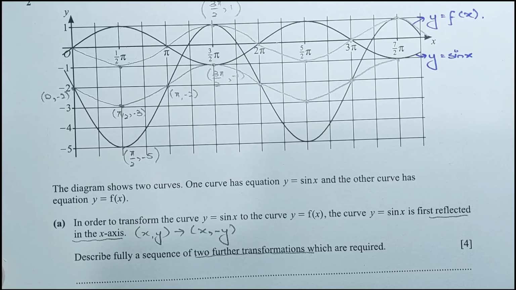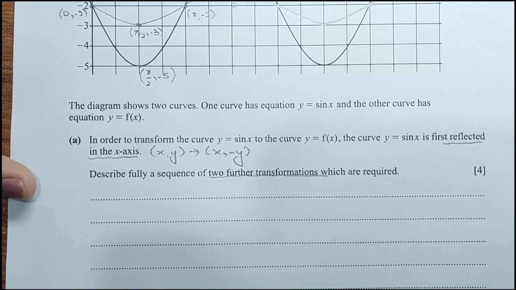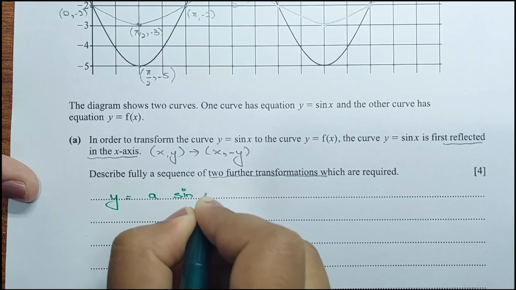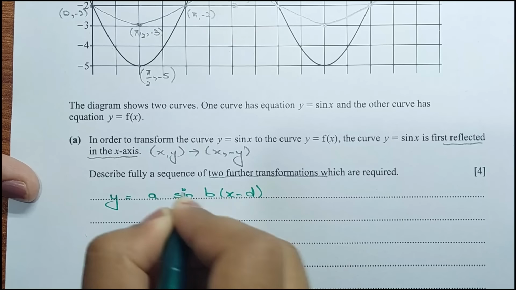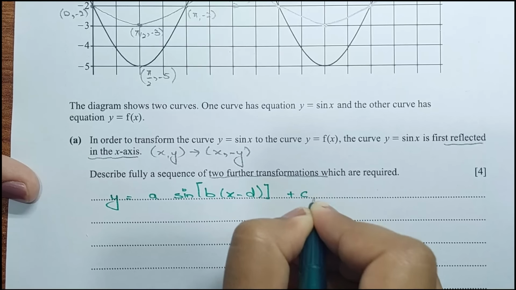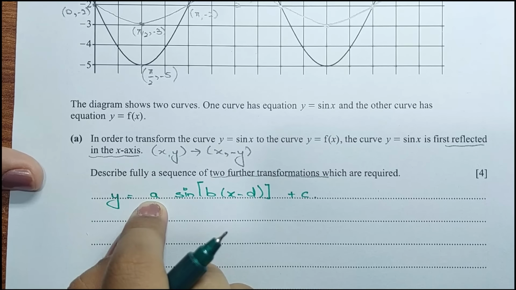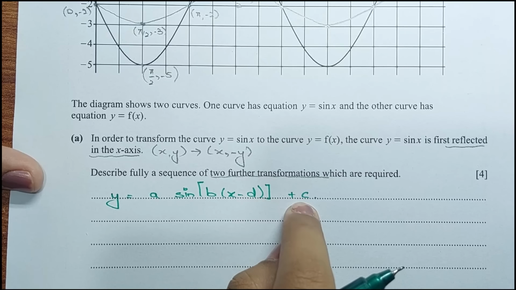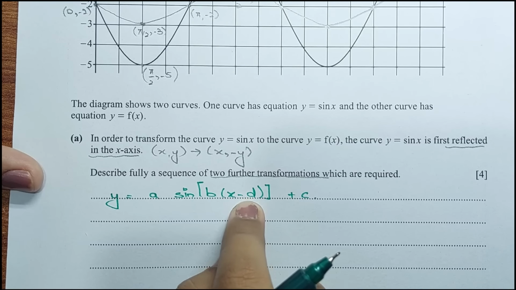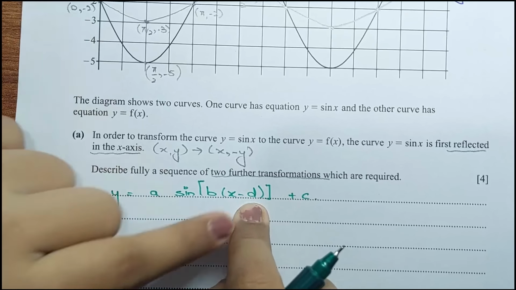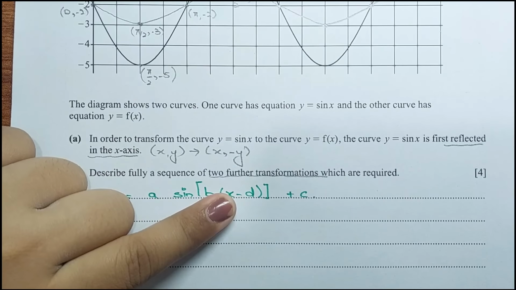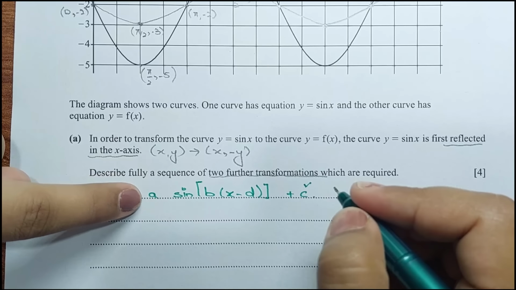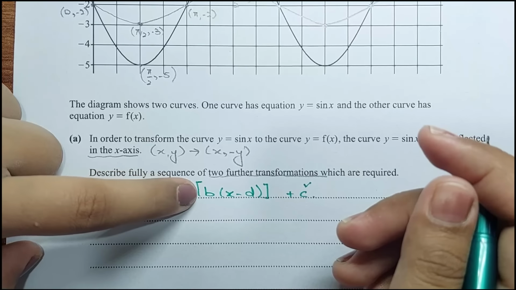Okay, so now let's apply the transformations. The transformed equation is y equals a sine b(x minus d) plus c. a is the vertical stretch, b is the horizontal stretch, d is the phase shift, which is basically the horizontal translation, and c is the vertical translation. Since there is no horizontal translation, it is translated vertically, so we have to use a c value. And we have a vertical stretch as well in the y direction, not a horizontal stretch.